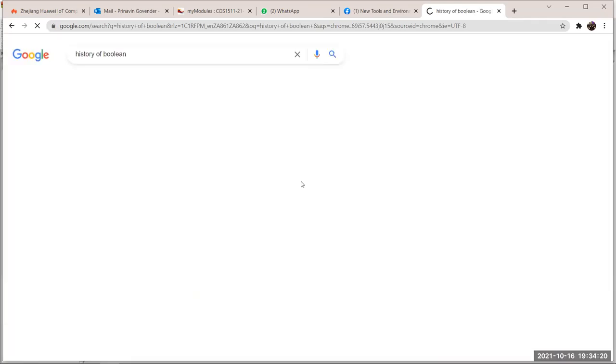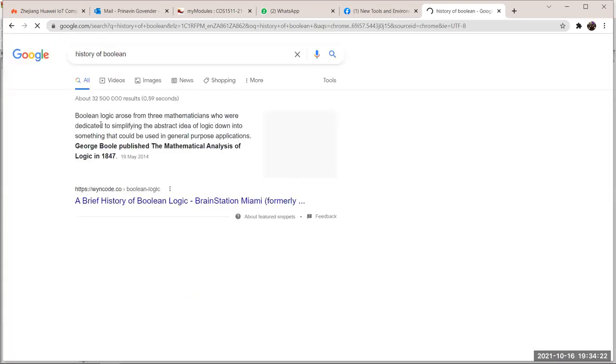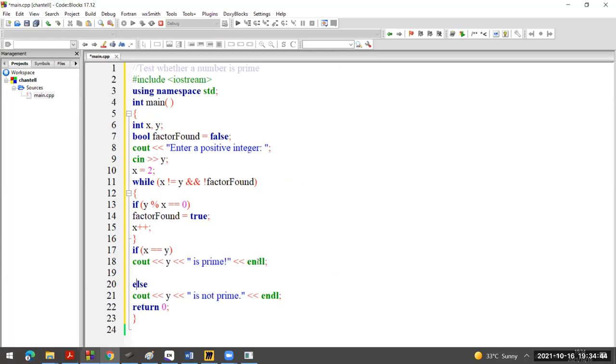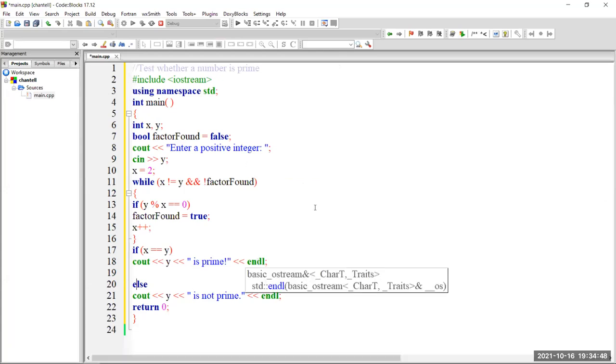All right, let's see. Boolean variables, there it is. George Boole published the mathematical analysis in 1847. Ha ha ha. So can you see where we got the word Boolean variable from? It's named after somebody. Yes, sir. Don't you like that? I taught you a history lesson at no extra charge. That was a joke. Oh boy, my sense of humor, I know it needs some touching up.